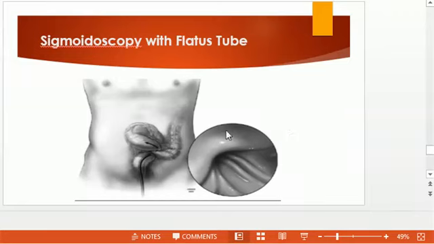Here, these are a few pictures you can see. This is sigmoidoscopy with flatus tube. Here, with the sigmoidoscope, a tube is inserted. If it passes through this rotation, then it leads to deflation of the segment, and this cures temporarily; the emergency is over.